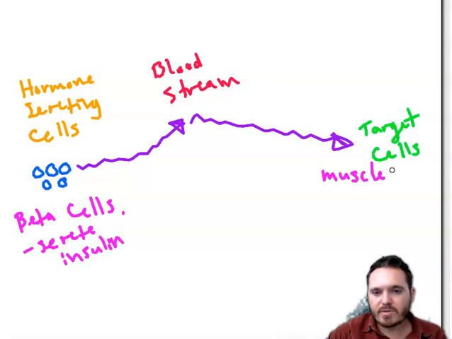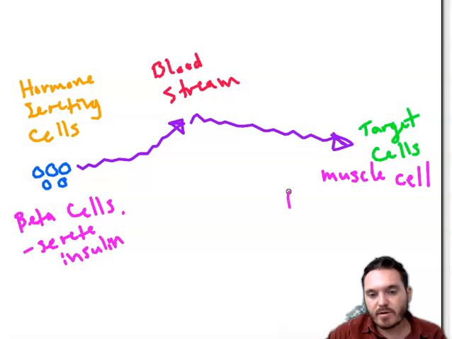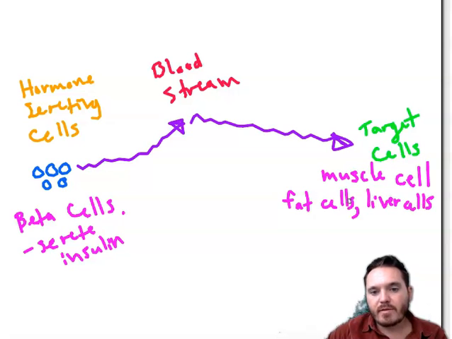The muscle cells are going to respond with their receptors. The receptors are going to detect the insulin, and then the muscle cells are able to use the glucose, and that's going to help lower the blood glucose levels. But the other cells that are really important target cells are fat cells and liver cells. Again, the receptors on those target cells are going to respond by taking the glucose out of the blood and turning it into glycogen.